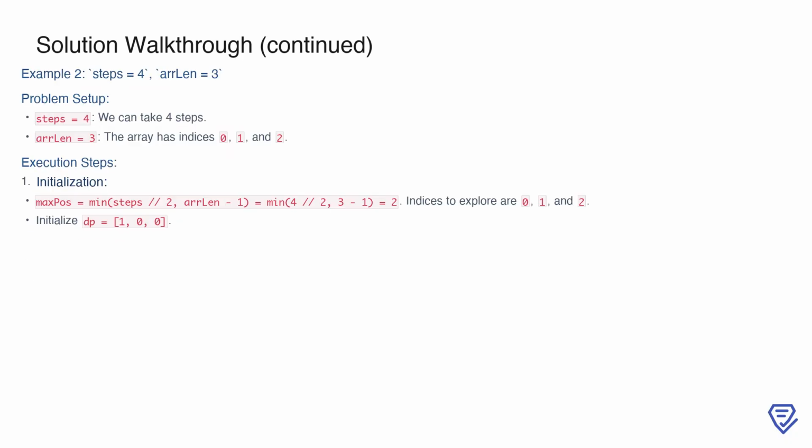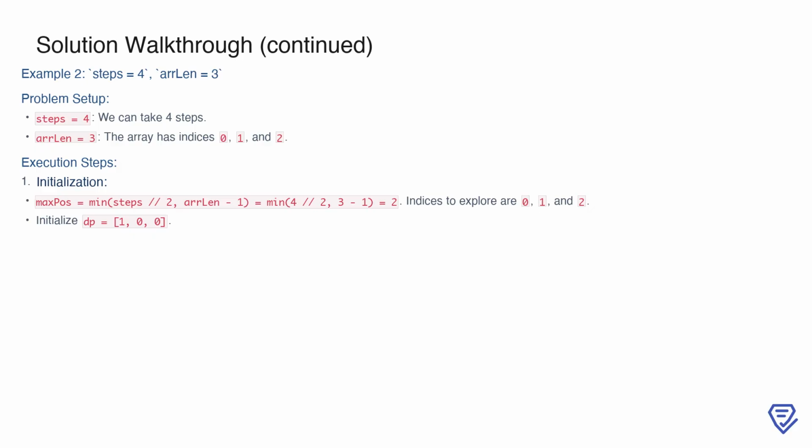In the second example, we now have 4 steps to take and an array length of 3. This means the array consists of indices 0, 1, and 2. As before, we calculate maxPos to determine the furthest index we need to explore. This is the smaller of half the number of steps, which is 4 divided by 2, and the highest valid index in the array, which is 2. Thus, maxPos is set to 2, meaning we'll only consider positions 0, 1, and 2 during our calculations.